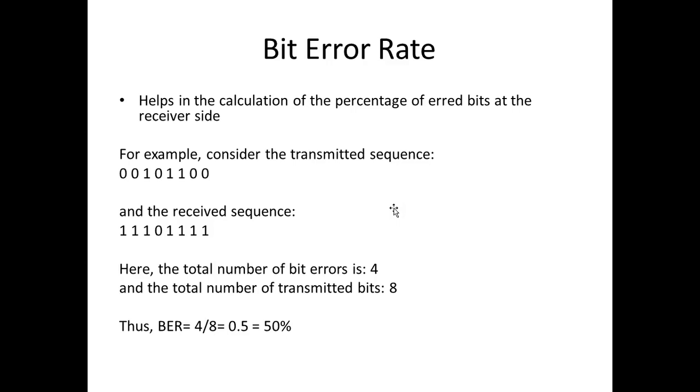For example, consider the transmitted sequence 00110011 and the received sequence 11101111. So as you can see, the total number of bits that are incorrect for the sequence at the receiving end is 4. So the bit error rate is 50% for this case. So half of the bits that are received are incorrect.